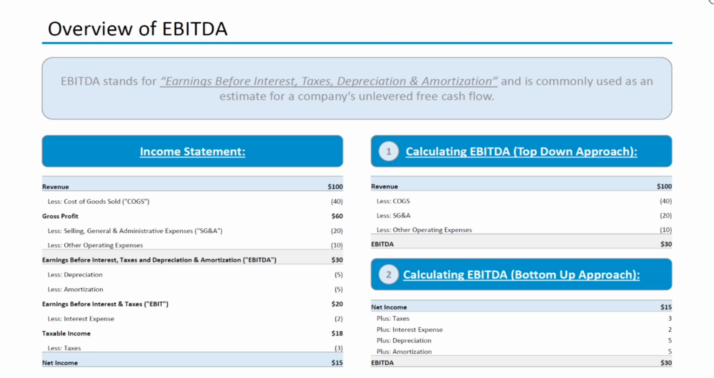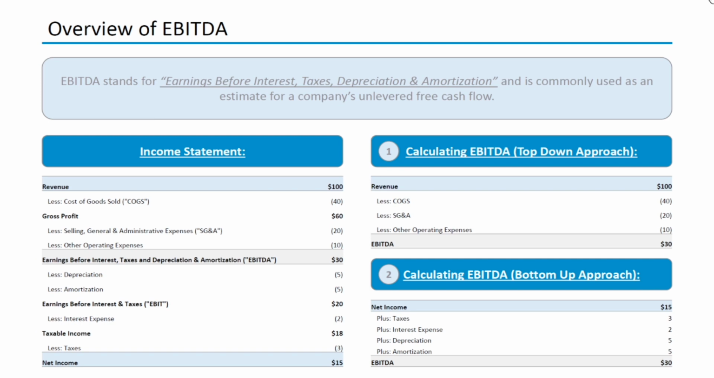The reason that it's an unlevered metric is because it's not impacted by the company's debt, given the metric does not take into account interest expense.